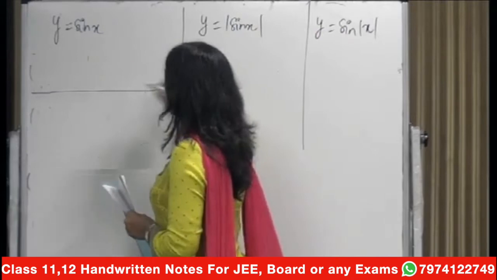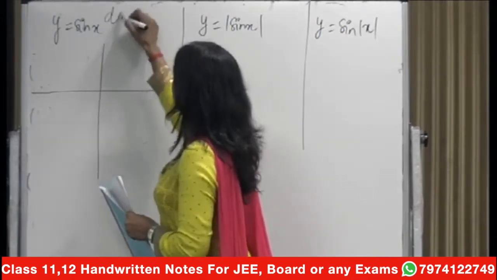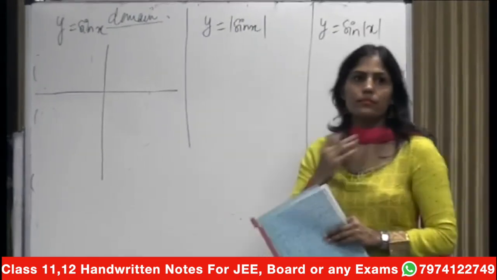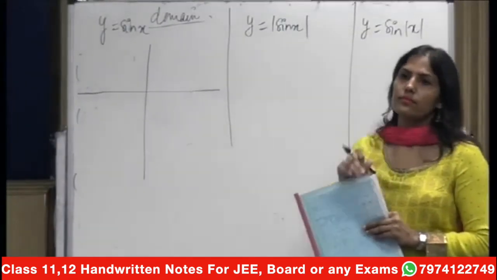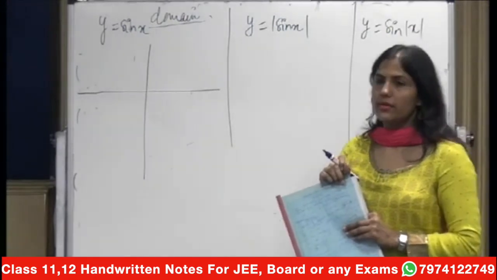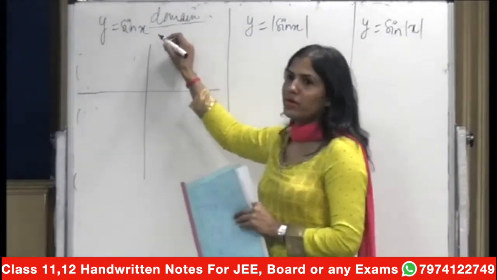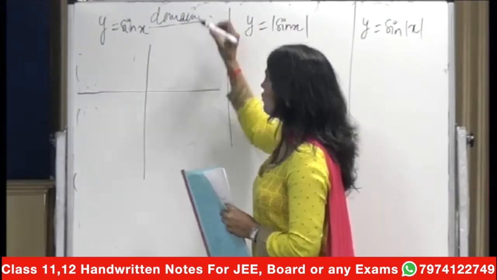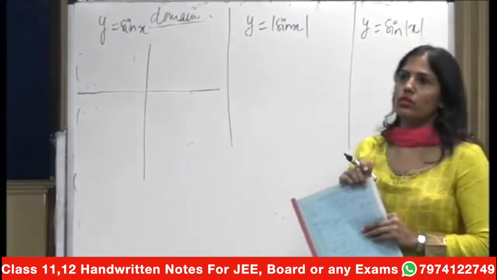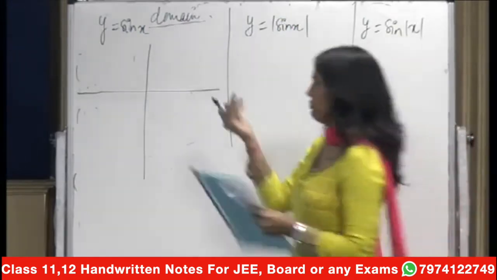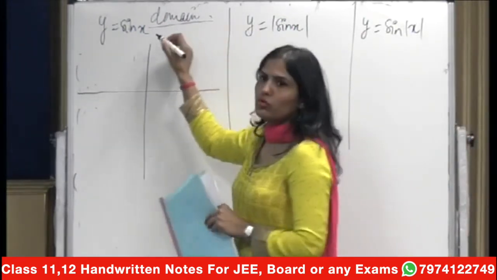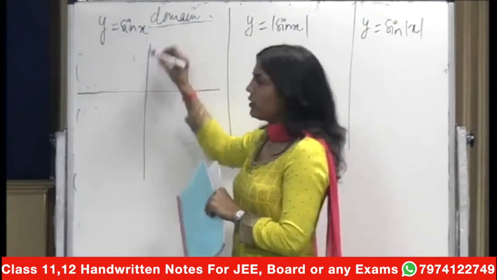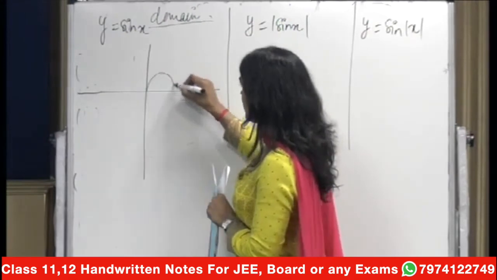Okay, tell me the domain of this graph. If you know the answer, speak loudly. All real numbers. You should not hesitate. You should answer. If you are wrong, I'll correct. If you are right, then there is no issue. All real numbers, and its range is -1 to 1. Yes, -1 to 1. So the graph looks like this.